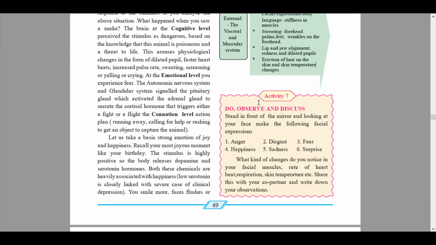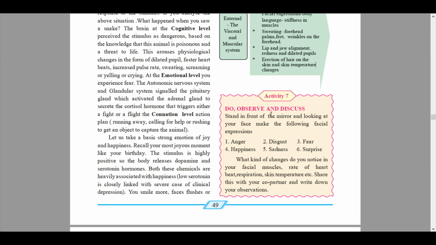Then we have our activity 7. Do, observe and discuss. Stand in front of the mirror and, looking at your face, make the following facial expressions: anger, disgust, fear, happiness, sadness, and surprise. What kind of changes do you notice in your facial muscles, rate of heartbeat, respiration, skin temperature, etc.? Share this with your co-partner and write down your observations.